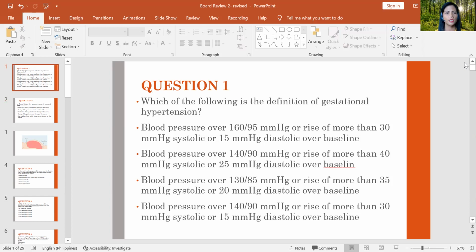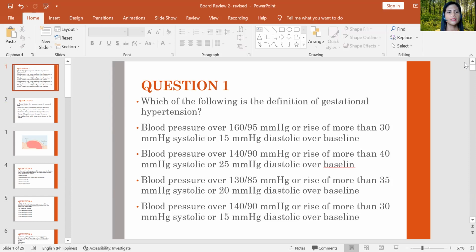The third option, blood pressure over 130/85 mmHg or rise of more than 35 mmHg systolic or 20 mmHg diastolic over baseline. And the last option, blood pressure over 140/90 mmHg or rise of more than 30 mmHg systolic or 15 mmHg diastolic over baseline. So what is the right answer?